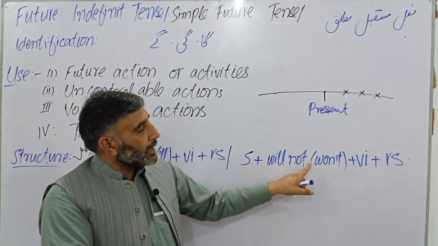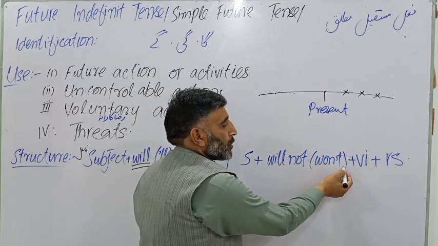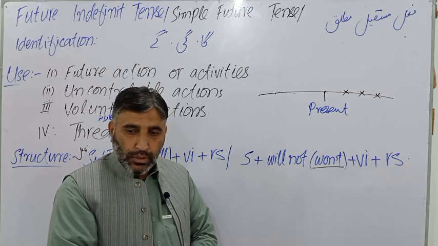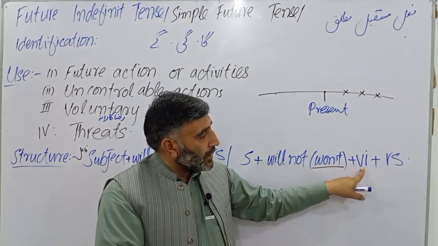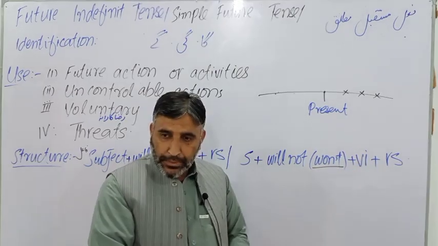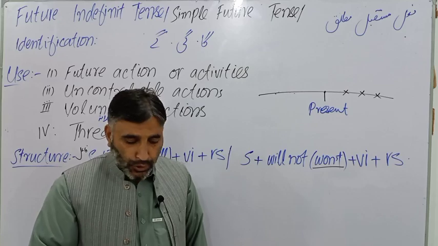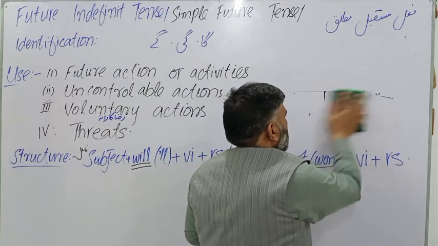Then क्या लगाएंगे? Will not. लेकिन will not का contraction form क्या है? Won't. The native speakers don't say will not, I will not call you, but they say I won't call you. Will not contraction form won't, and then verb first form होगा, V1 means first form, and then RS means rest of the sentence होगा, बाकी माँदा जुमला होगा.